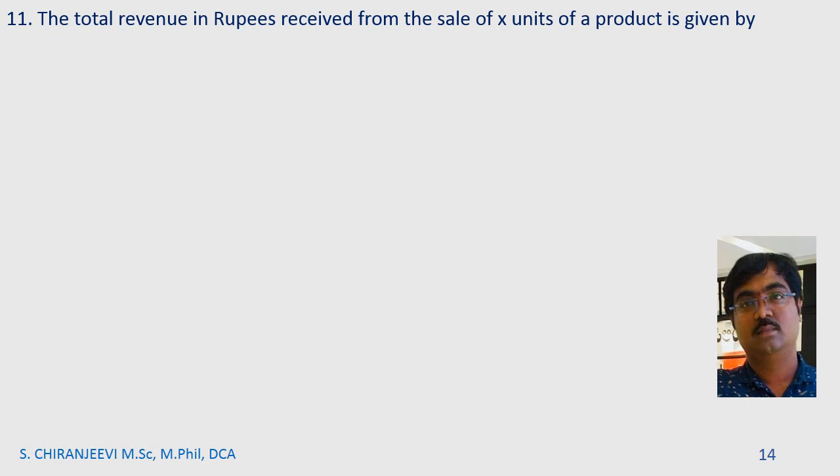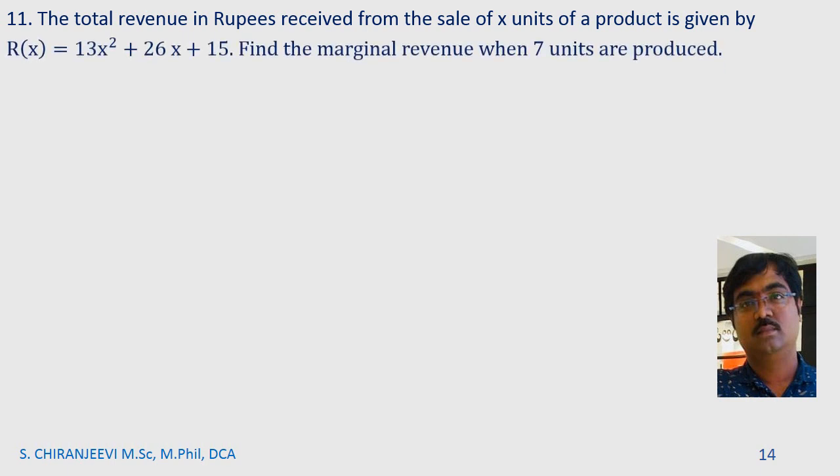Next, 11th one. The total revenue in rupees received from the sale of x units of a product is given by R of x equal to 13x square plus 26x plus 15. Find the marginal revenue when 7 units are produced. Given R of x equal to 13x square plus 26x plus 15.